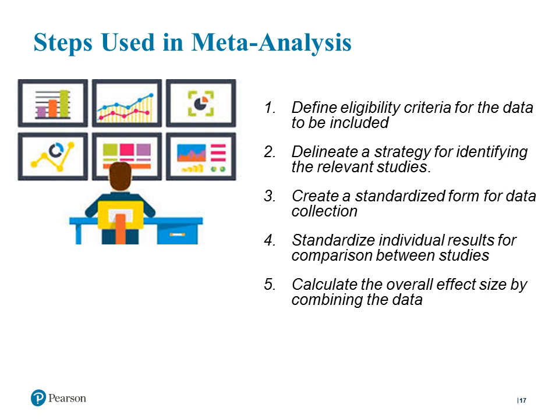The fourth step is to standardize individual results for comparison between studies. After you've collected the data, in order to compare the results, you'll need to standardize them on something common between the studies. In mathematics, this is often done by using standardized assessment results. The final step is to calculate the overall effect by combining the data. In line with the previous step, the data is combined and then effect size analysis is used to determine the overall effect.